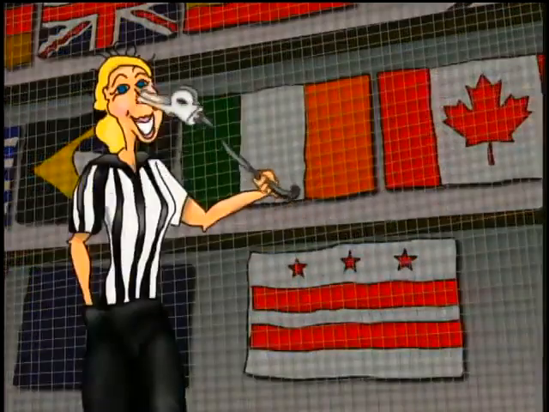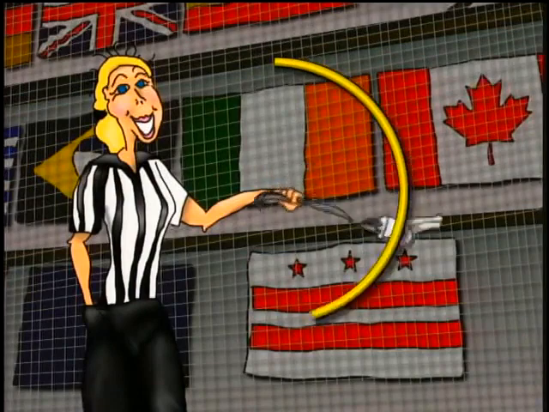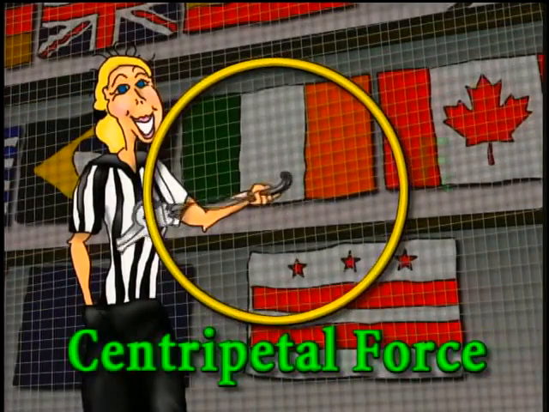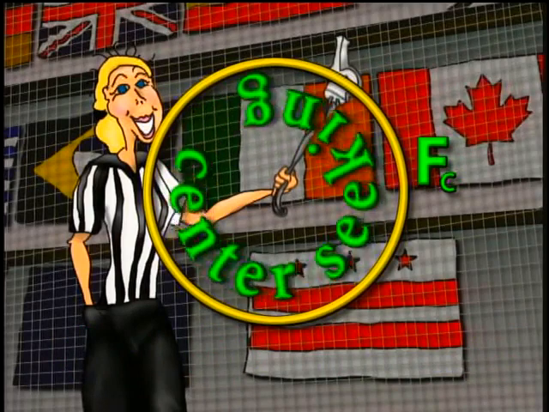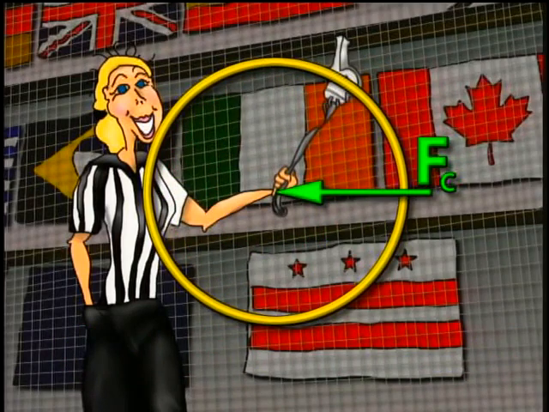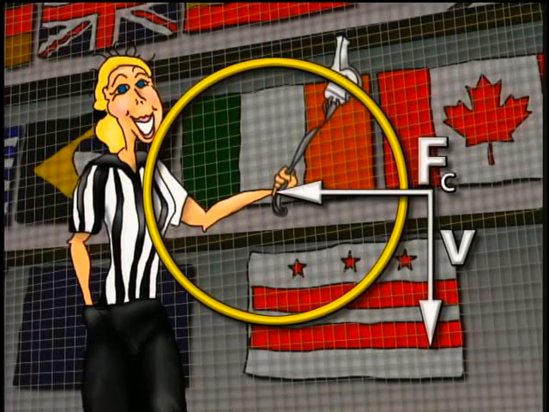The force that makes the object follow the curved path is called centripetal force, which we label F for force sub c. Centripetal means center seeking. So, the centripetal force is directed towards the center of the circle. The velocity is always perpendicular to the centripetal force. For an object in uniform circular motion, the vector of centripetal force, F sub c, is always perpendicular to the vector of velocity, v.